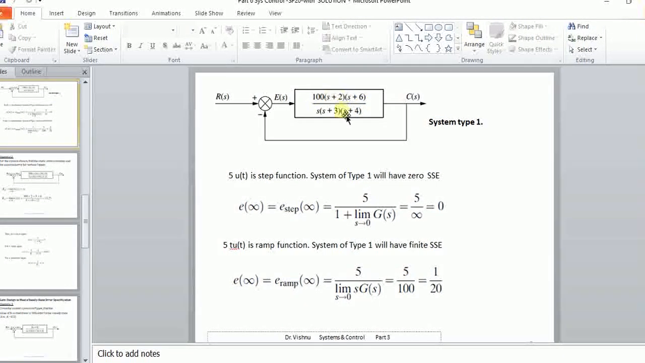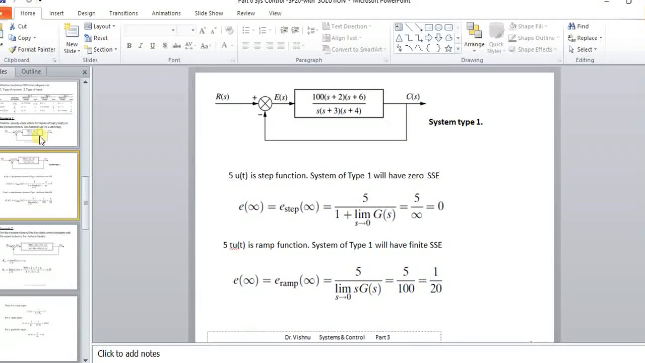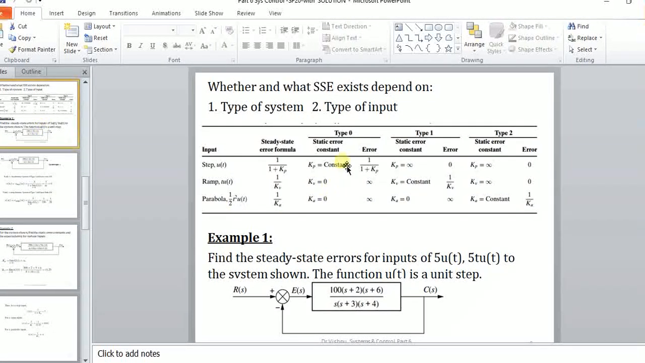So this is the system given. If you see the system, there is one S here. This S tells you that this is a type 1 system because there is S power 1. Now going back to this table, for a type 1 system, if you give a step input, it should give you 0 error.